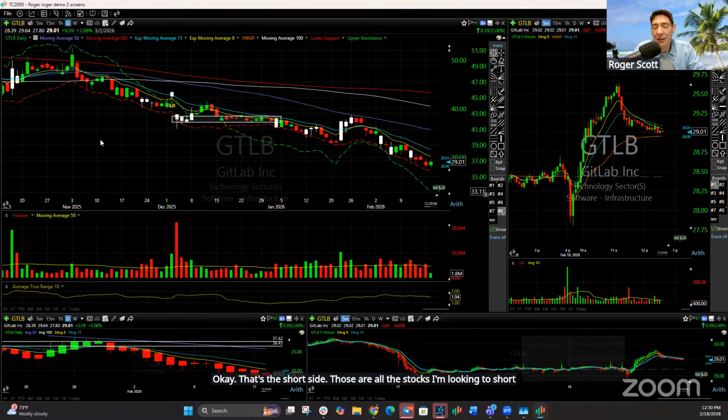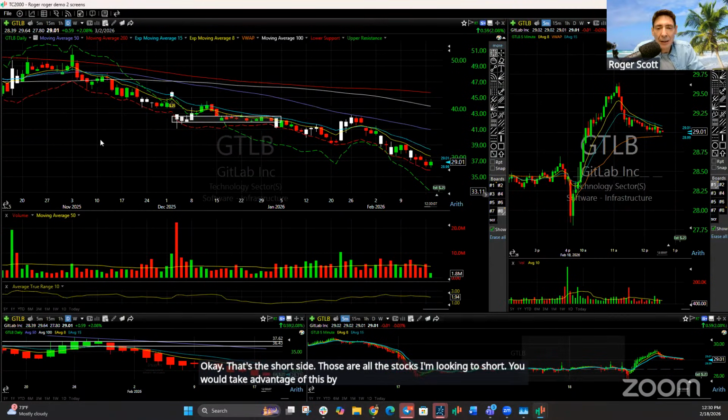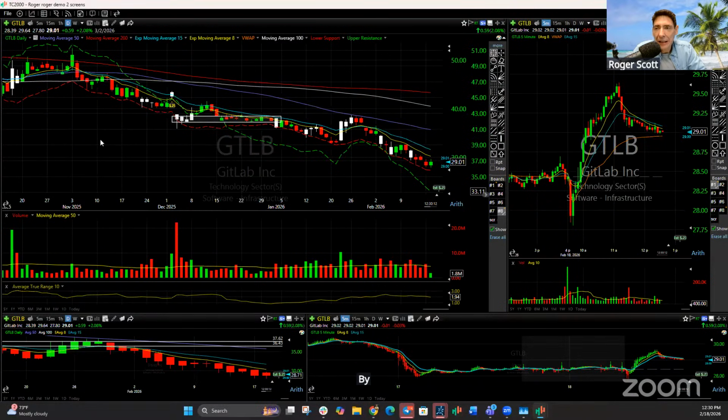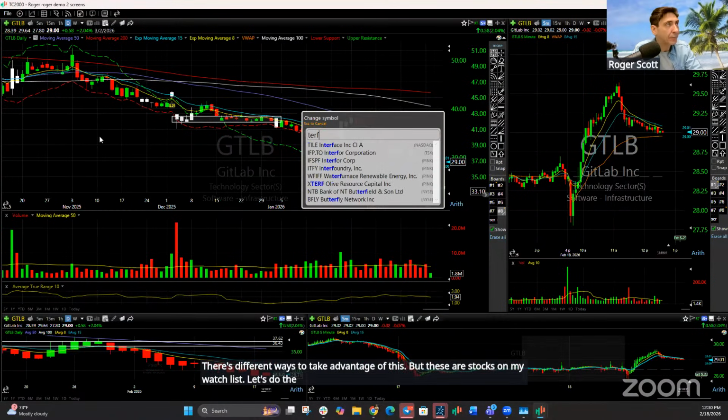You would take advantage of this by buying a put, by shorting the stock, by doing a bear call spread. I did a bear call spread on Tesla earlier this week, and it was a good trade. So there's different ways to take advantage of this, but these are stocks on my watch list. Let's do the long side now.